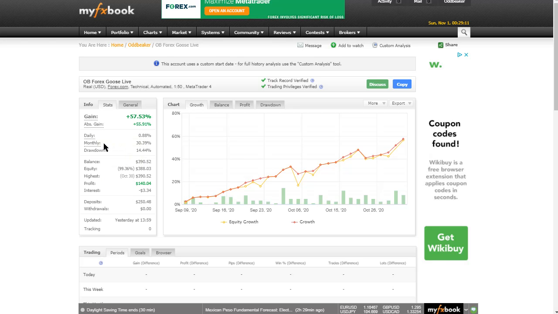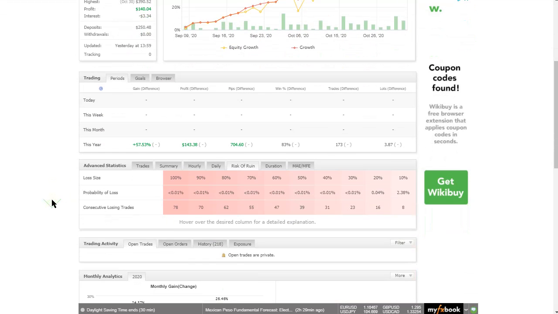You know, it's saying monthly 30%, drawdown, that's the max drawdown, 14.4%, the balance is 390, and so on. Here's my profit, $140 so far, $250 deposit. Oh, I'm 48 cents over, so I lied. I started with $250 and 48 cents. Okay, let's look at some more advanced stats.